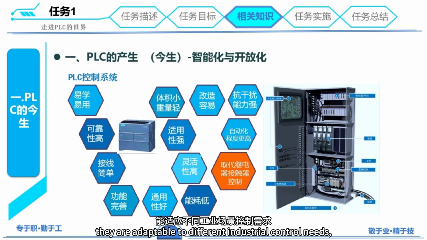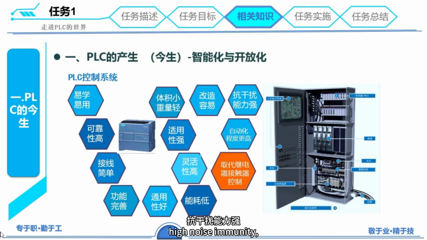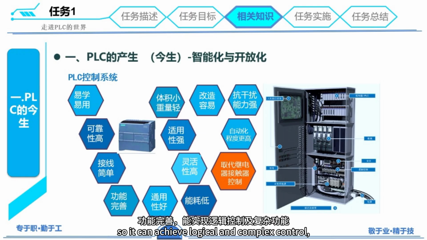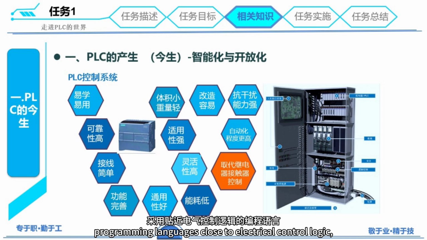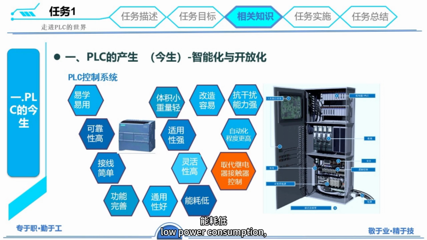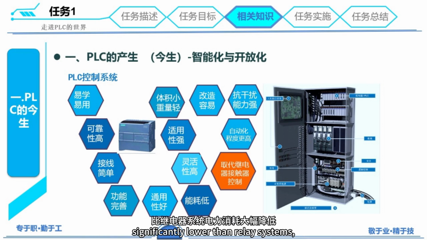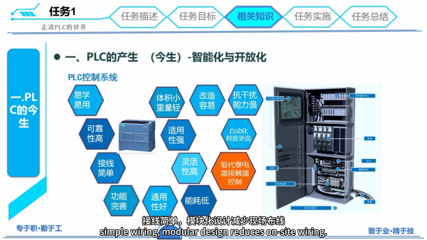They are adaptable to different industrial control needs. High noise immunity, industrial-grade design, stable operation in harsh environments. Functionally perfect, so it can achieve logical and complex control. Easy to learn and use. Programming languages close to electrical control logic. Low power consumption, significantly lower than relay systems. Simple wiring, modular design reduces on-site wiring.